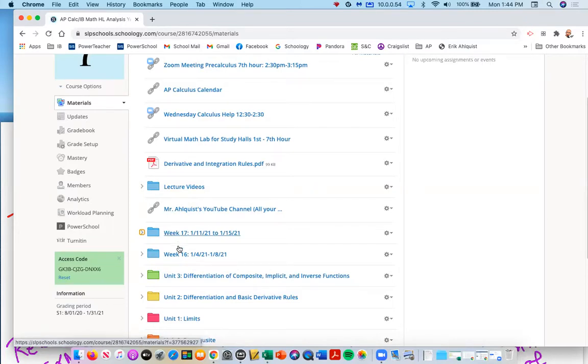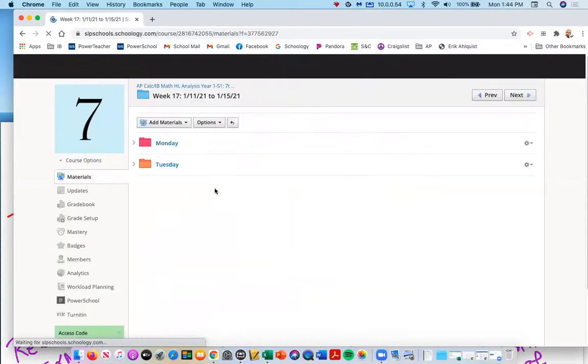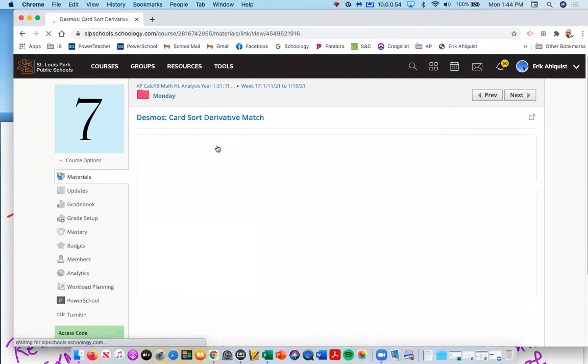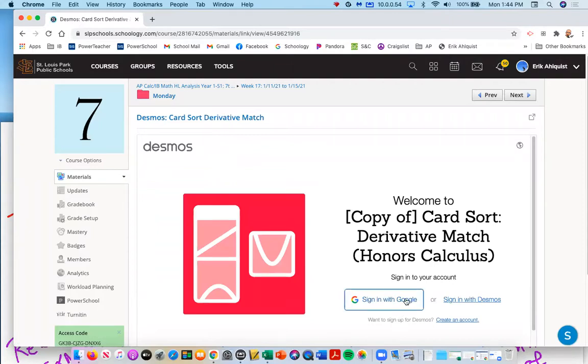If you go to week 17 and you go to Monday, you don't have to do it quite yet. There's a Desmos activity, but when I click on it, I want to show you something. When I click on it right here, it pulls up this fictitious sign in with Google. It even highlights it. That's not where you sign in. You actually have to use this up here, that blue part up there is the sign in link.